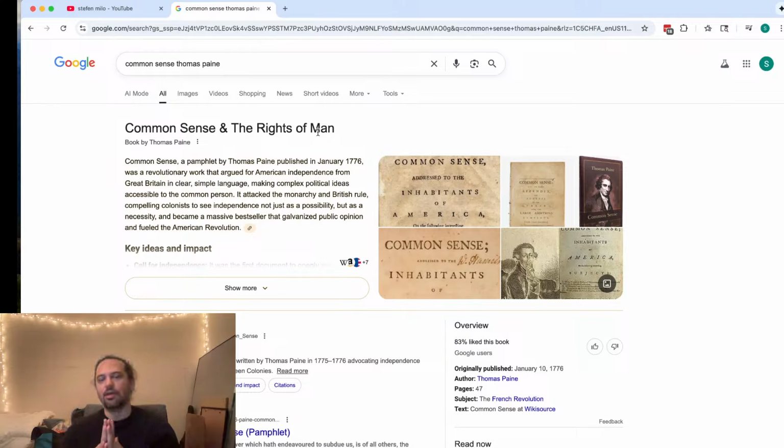Again, by the way, for everyone who's just joining, I'm talking about Common Sense because in 2 days is the 350th anniversary of the publication of Common Sense and the Rights of Man. And that happened 250 years ago. And at this point in the American Revolution, Lexington and Concord had happened already, last year in April.